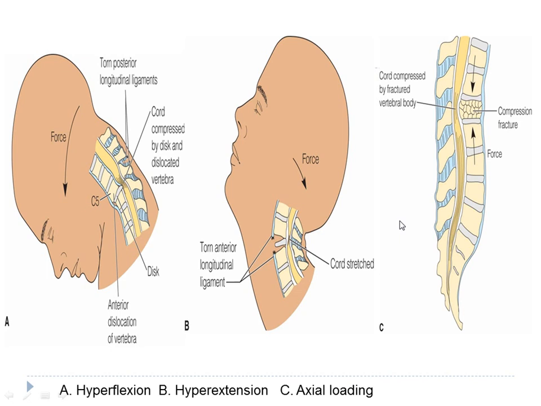Here what is happening is that you have the neck bending forward, and this C5 here has actually shifted forward, and the C6 has shifted back, and the disc is pushed into the spinal cord. So it's compression as well.